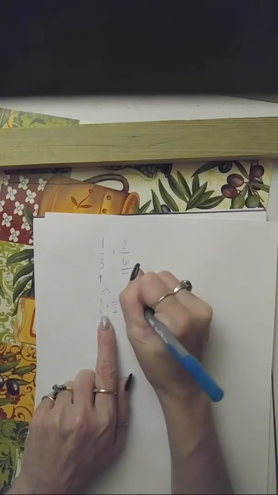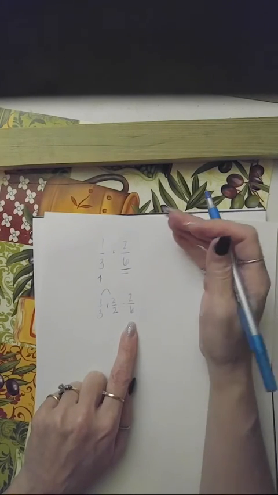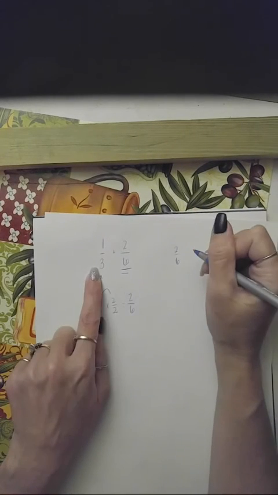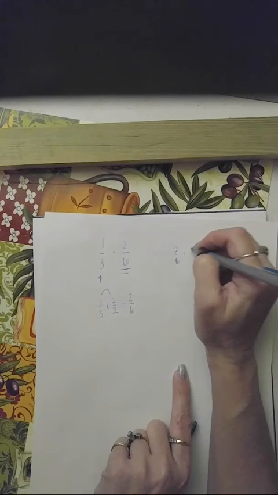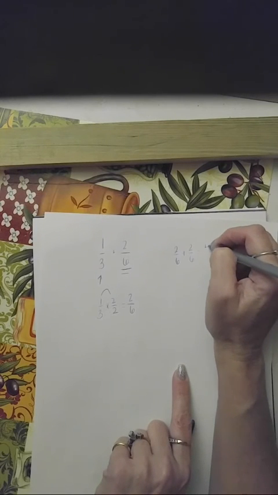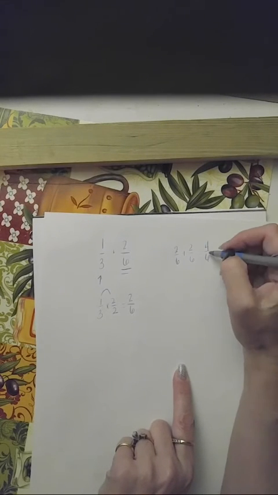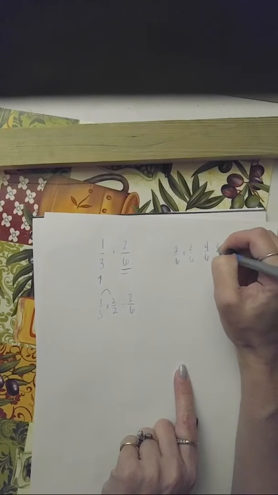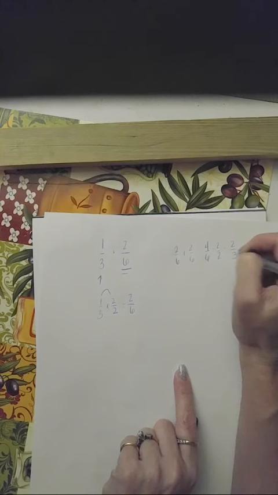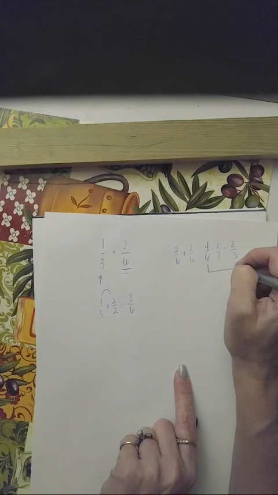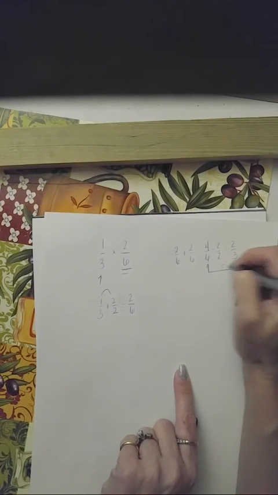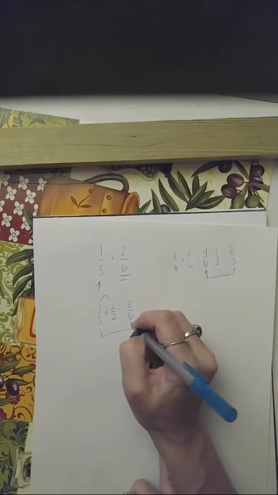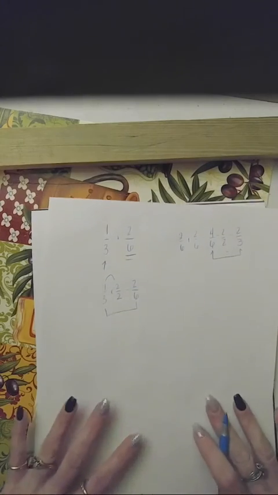1 times 2 is 2. So now I have a new fraction set to add. I have 2/6, which is still equivalent to 1/3, plus 2/6, which is equal to 4/6. And then putting this in simplest form, I would divide by 2/2, which equals 2/3. So 4/6 and 2/3 are equal. They're equivalent. And 2/6 and 1/3 are equal. They are equivalent. All right.